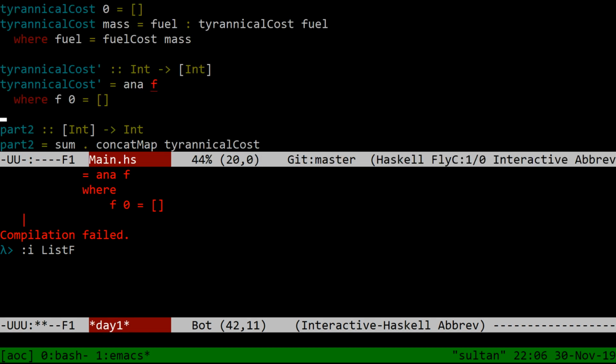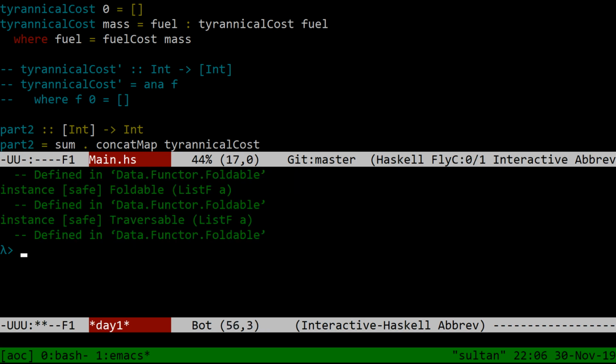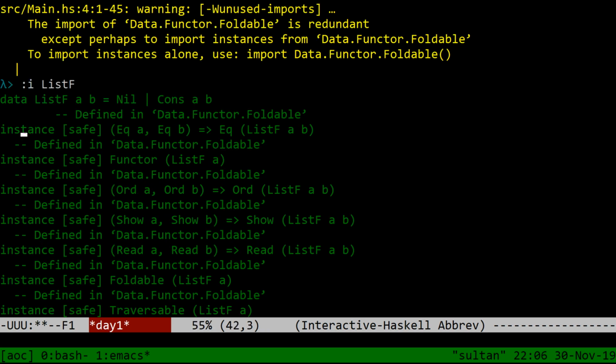Okay. Do I need to close it, hide that, and then... Now I have list f. Okay, so what is a list f? It's a nil or a cons of a and b. Okay, that makes total sense. This is the kind of fixed point. This is something that is like list, but not recursive. So B is kind of like the rest of the list, and A is the thing here.